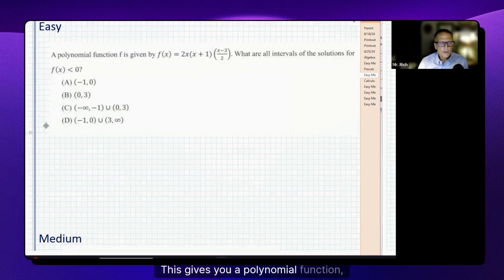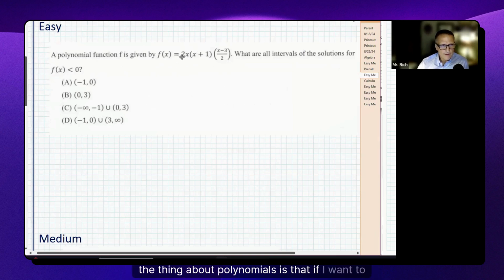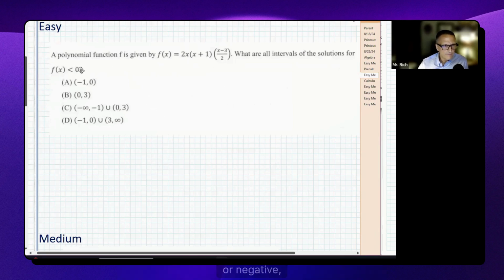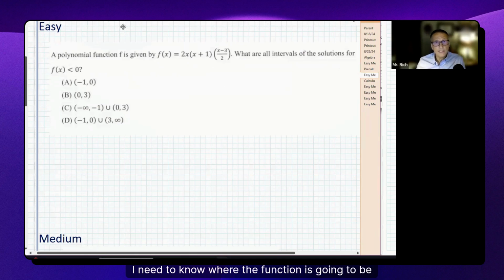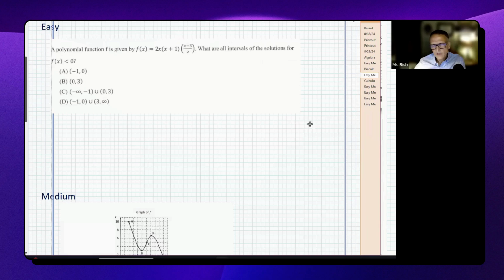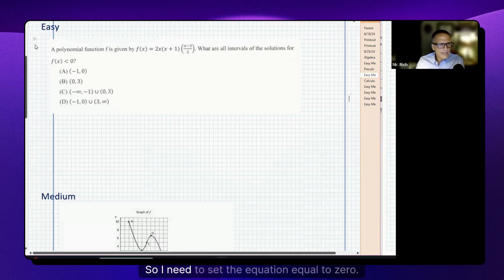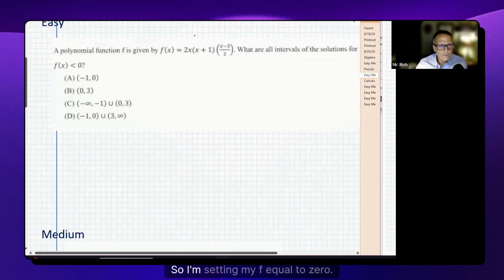This gives you a polynomial function, and it wants to know the intervals for which the function is less than 0. Well, the thing about polynomials is that if I want to know where the polynomial is going to be positive or negative, in this case negative, I need to know where the function is going to be 0. So I do need to find the zeros of this function. So I need to set the equation equal to 0. So I'm setting my f of x equal to 0.